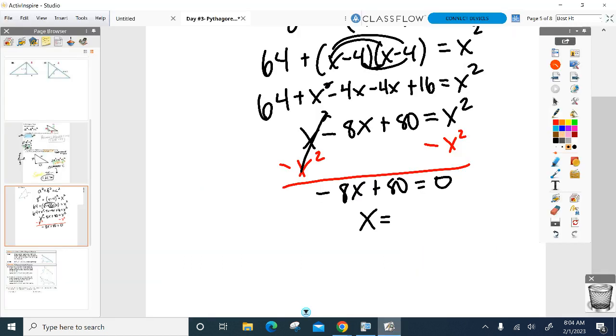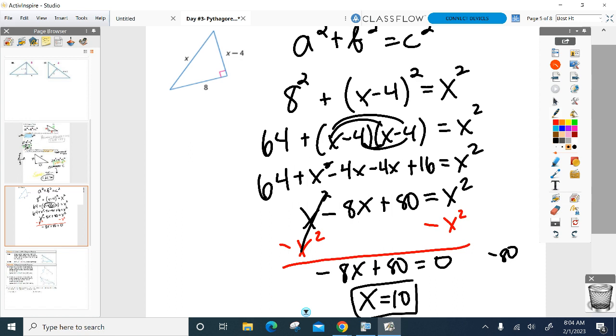How'd you move the 80 over? Subtracted. And then what'd you move over? Oh, it's negative. I missed the negative 8. So it would be negative 80 divided by negative 8. That's what I'm waiting on. 10. All right, there you go. Good. 10.